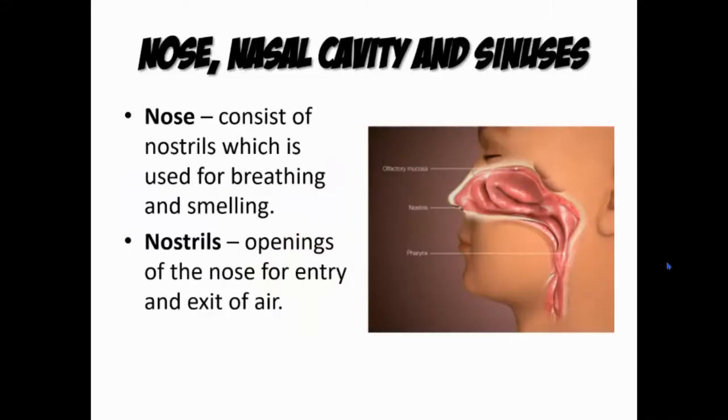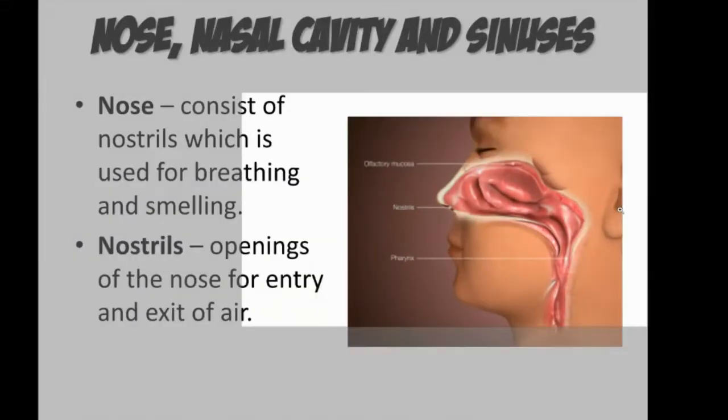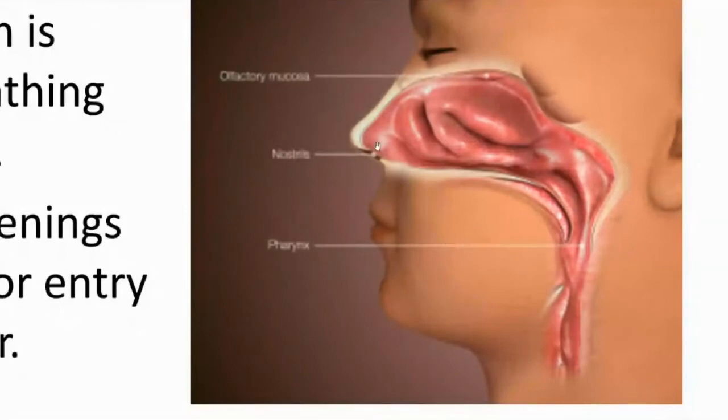So ilan sa mga parts ng upper respiratory tract is yung nose, no? Literally, alam naman natin ang meaning ng nose. It consists of nostrils, which is used for breathing and then smelling. And then usually, ito yung ginagamit natin for our sense of smelling, diba? And then in terms of nostrils, it's the opening of the nose for entry and exit of the air. Nakikita nyo naman, so tatry natin i-zoom. Ayan. Nakikita naman natin yung nostrils dun sa boundary ng ating nose, di ba?